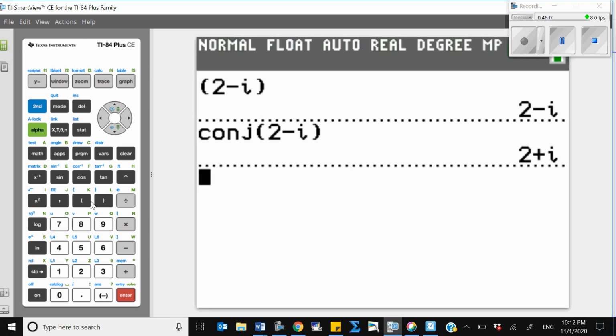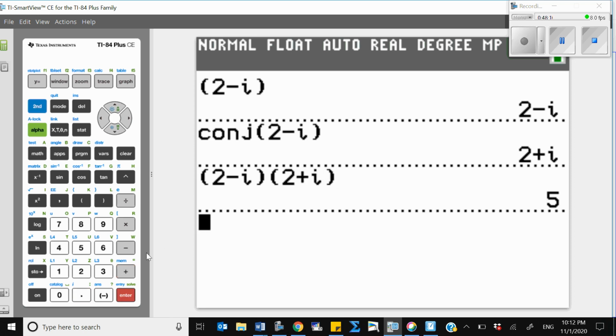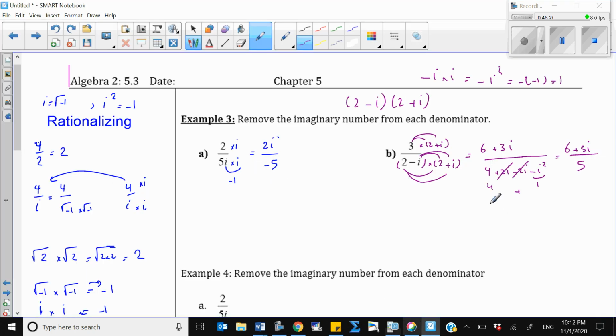Now I just simply multiply these two: 2 minus i multiply by 2 plus i, and that's going to give us 5, the same thing that we found here. So you can use your calculator to find these, or just like what I did here, do all this by hand.